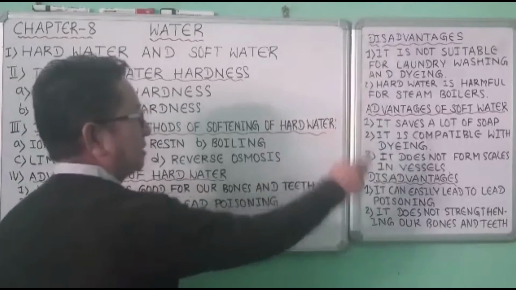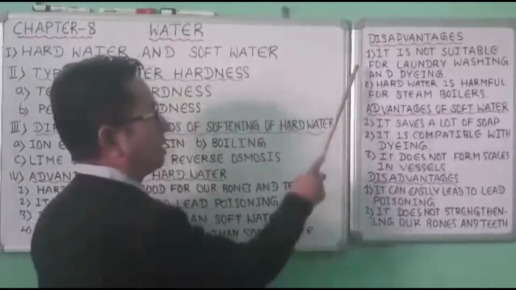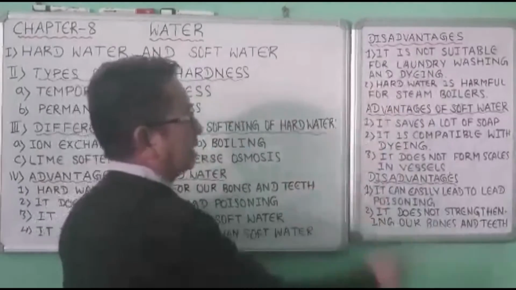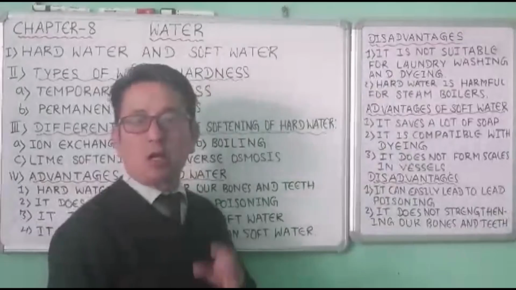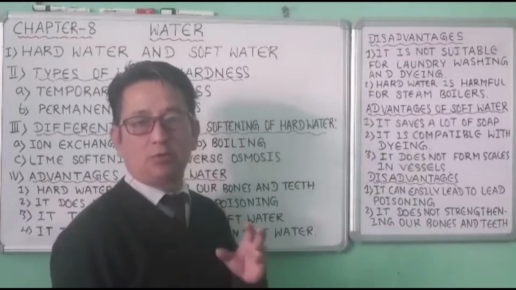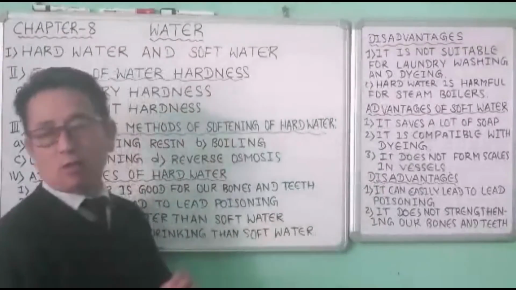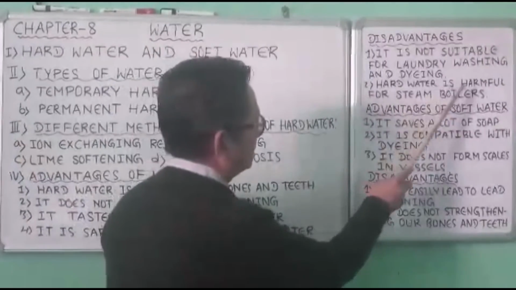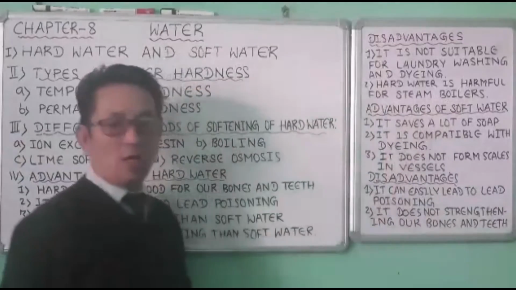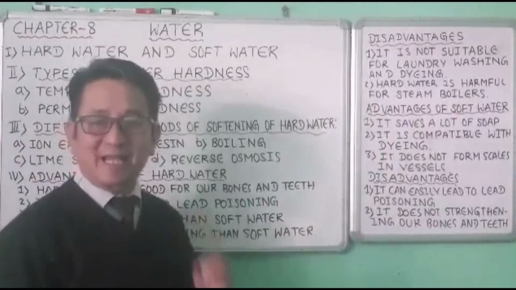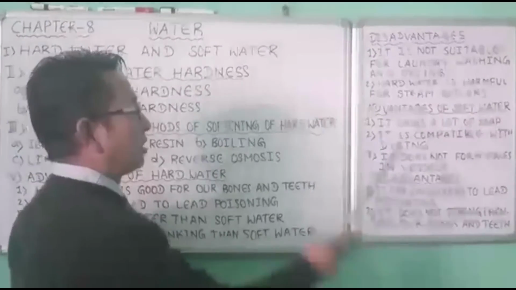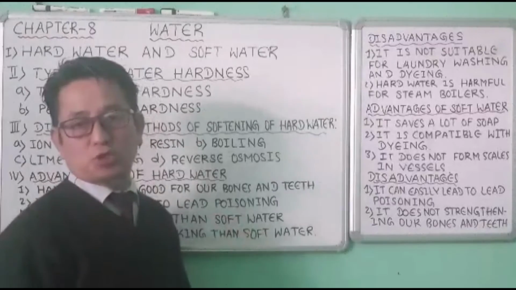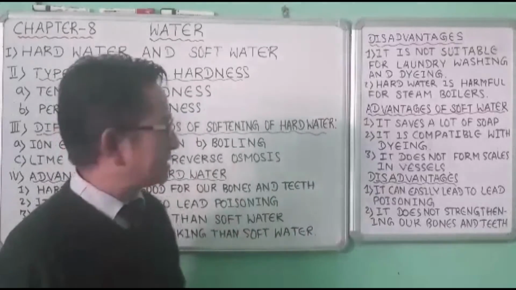Next, disadvantages of hard water. Number 1, it is not suitable for laundry, washing and dyeing, because hard water does not form good lather with soap solution. A lot of soap is wasted. Number 2, hard water is harmful for steam boilers because crust or scales get deposited on the inner wall of boilers. Sometimes it may burst and lead to an accident.